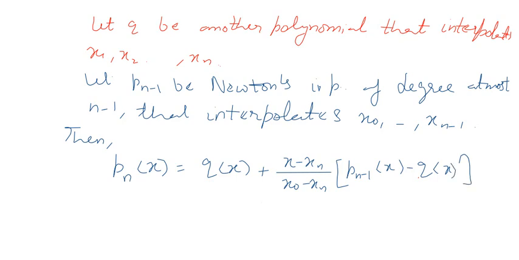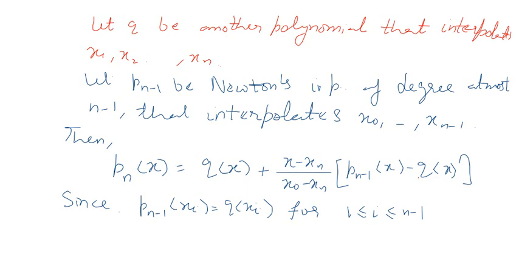Now since Pn minus 1 of xi is equal to q of xi for 1 less than or equal to i less than or equal to n minus 1, therefore Pn of xi is equal to yi for 1 less than or equal to i less than or equal to n minus 1. Now for i equals 0 and for i equals n.